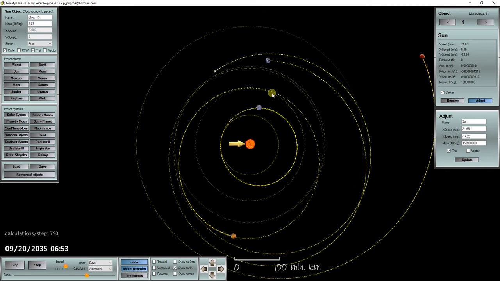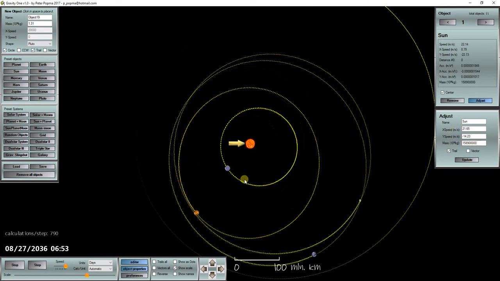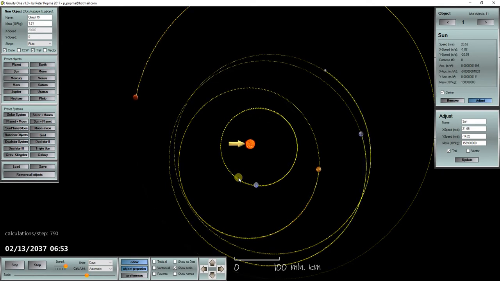The orbit is now a bit elliptical. That's mainly because the change has been sudden. If the mass of the Sun would degrade more gradually, the orbit would stay more circular.